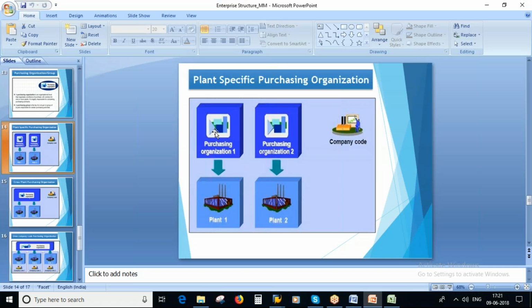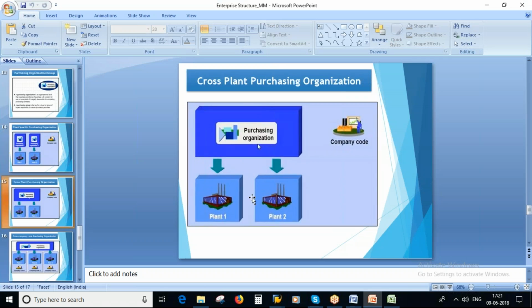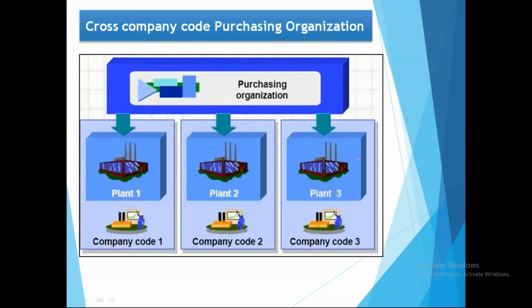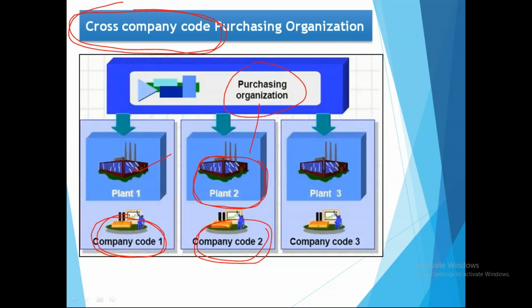So either it is plant specific or cross plant specific. The other one is cross company code purchasing. Let's say you have a purchasing organization that takes care of purchasing of plant 1 which belongs to company code 1, and also takes care of purchasing of plant 2 which belongs to a separate company code 2. That is also possible, which is called cross company code purchasing organization. But it is a very rare scenario.